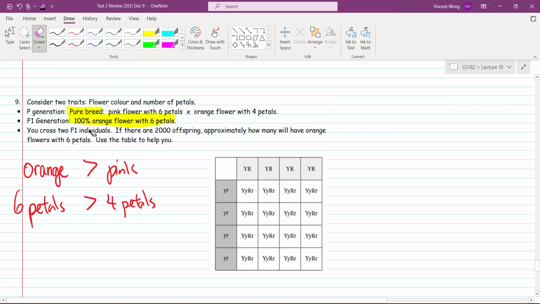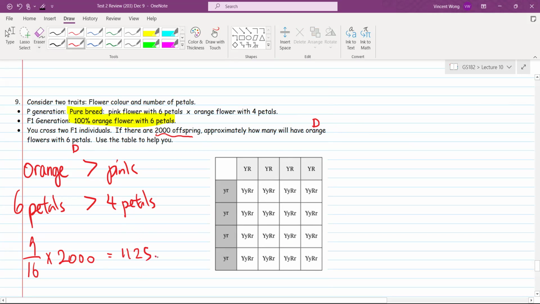You cross two F1 individuals. If there are 2,000 offspring, approximately how many will have orange flower and 6 petals? So orange flower is a dominant trait, and then 6 petals is also dominant. So if we're looking for dominant, you can use the table to help you, but really dominant is 9 over 16, right? And we're going to times 2,000 this time because there are 2,000 offspring. Plug this into the calculator, you will get 1125.